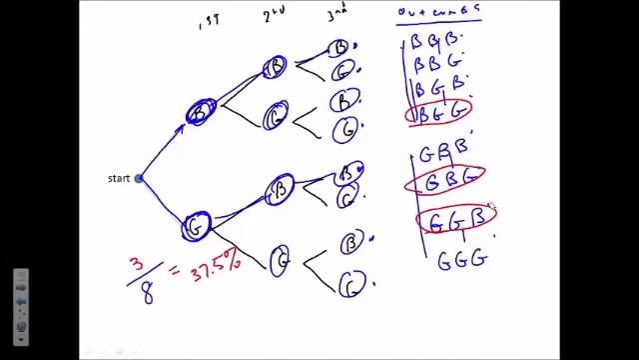If a person tells you, I have 3 children, what is the probability they have 2 girls and a boy? 37.5%. Of all the families in the world that have 3 children, what percent of them have 2 girls and a boy? Well, it should be 37.5%.